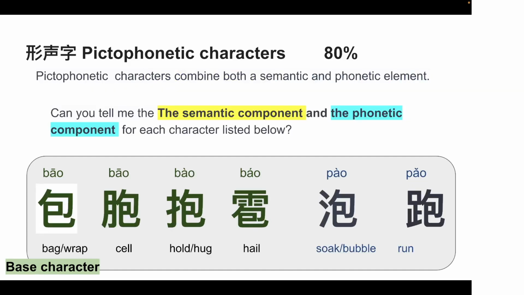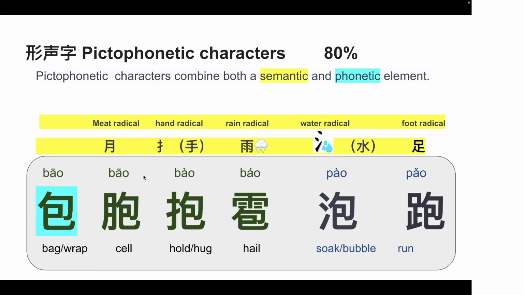Can you tell me the semantic component and the phonetic component of those characters listed below? So they all have this base character 包, but the sound is pronounced a little bit different because they have different radicals. Let's see. This 包 is the meat radical, or we also call it the muscle radical. 包 meaning for cell. This is a hand radical. 抱 meaning for to hold or to hug. This is the rain radical. 薄 meaning for hail, the weather.